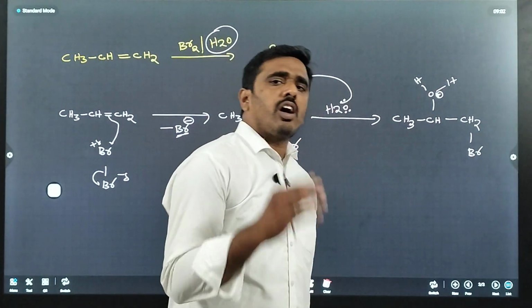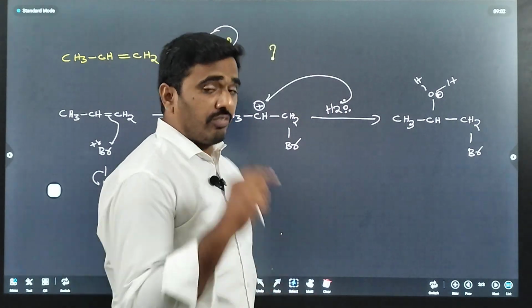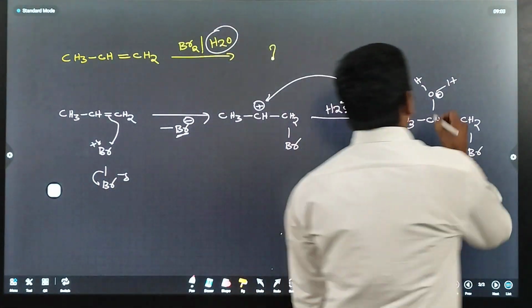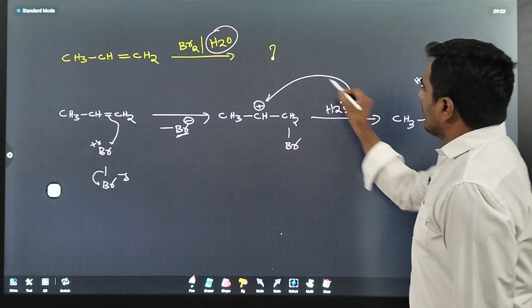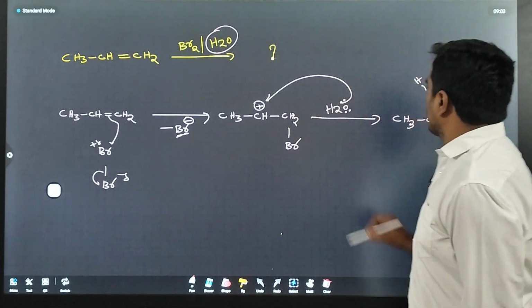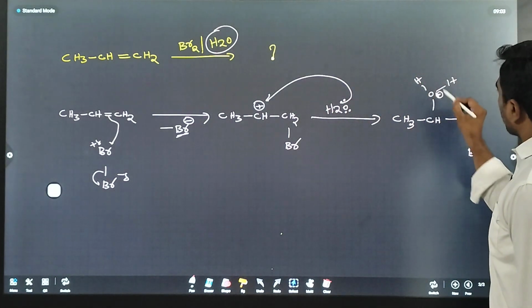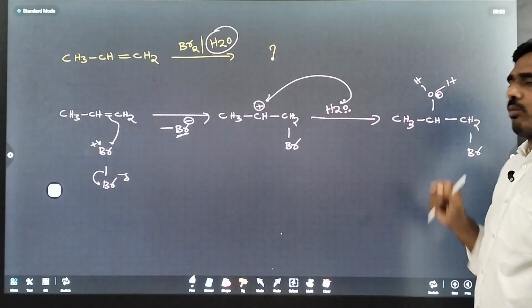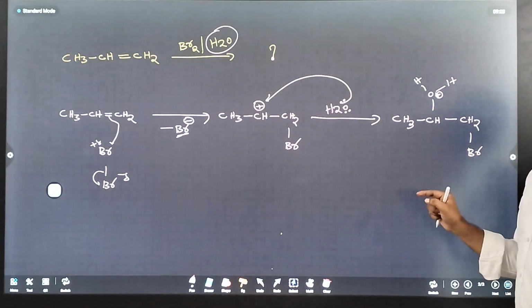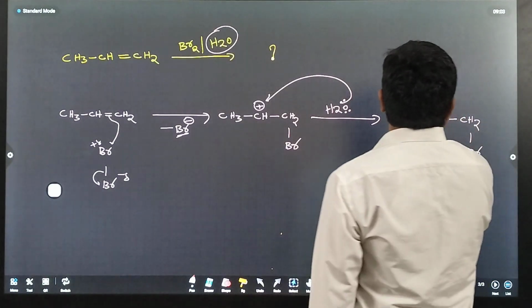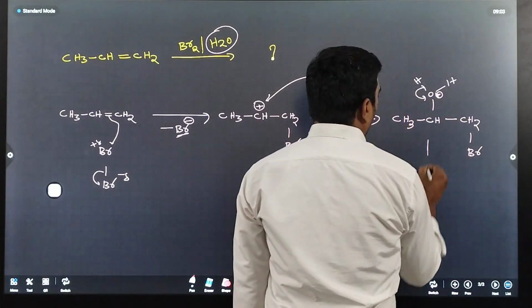A positive charge on a more electronegative element will be unstable. Here oxygen is the electron donor, that's why it gains the positive charge. So whenever the more electronegative element contains the positive charge, that will be unstable. So that's why electron displacement is towards the oxygen.